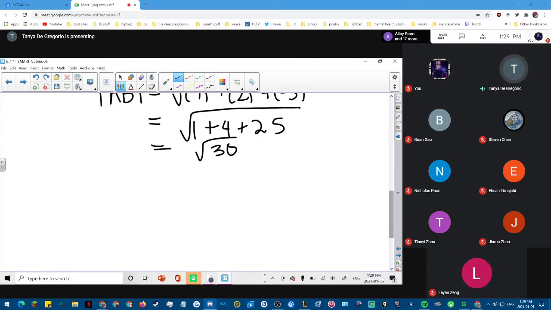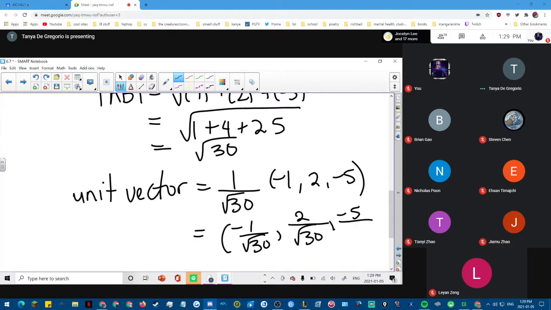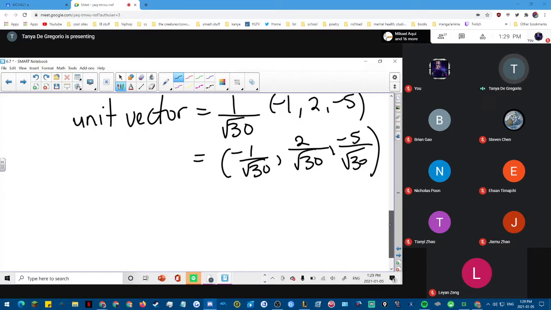And so if I want the unit vector, I want the length to be 1. So I have to divide by root 30. And yes, we distribute this. And no, we don't rationalize, ever. So you can leave this like this. So here I have my component form and my standard basis.